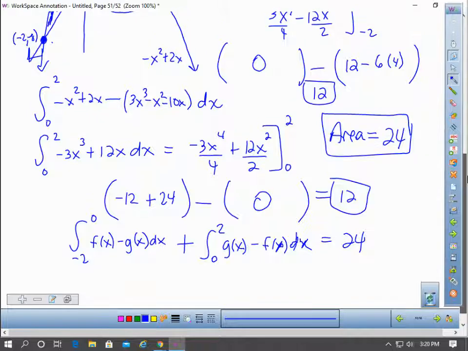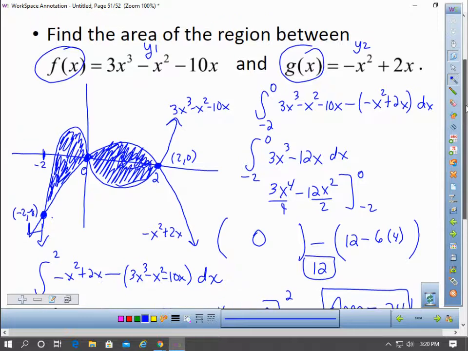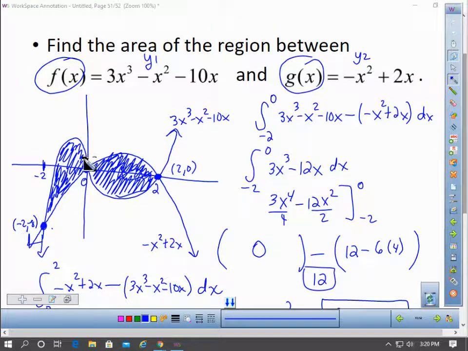Now, there is a little shortcut I want to share with you that you can do for this. All right. Notice what the difference was between these two pieces. The only difference was which curve was on the top and which one was on the bottom on each piece. So on this first left piece, the cubic was on the top and the quadratic was on the bottom. And on this right piece, the quadratic was on the top and the cubic was on the bottom. And we were doing -2 to 0 for one of them, and we were doing 0 to 2 for the other one.